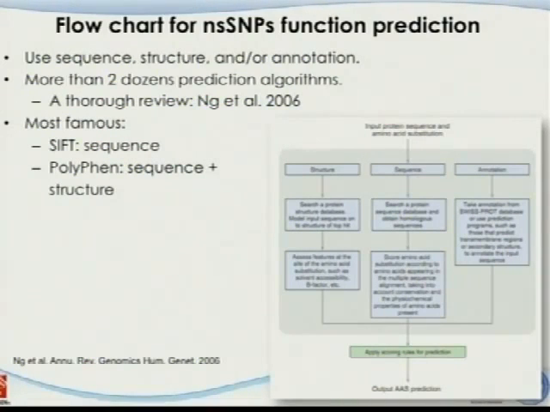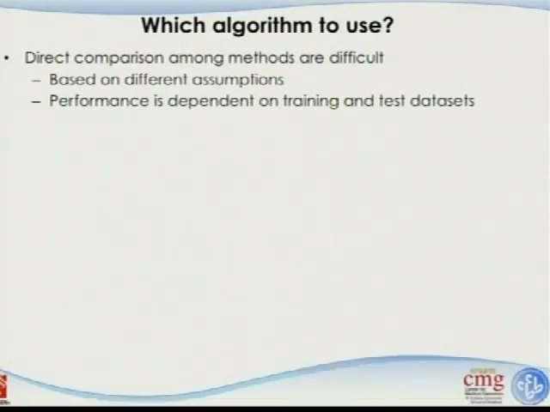It doesn't base on structure at all. And the second one is PolyPhen. It's based on both the sequence and the structures. Okay? So which algorithm to use? And of course, we always want to pick the best performing algorithm.